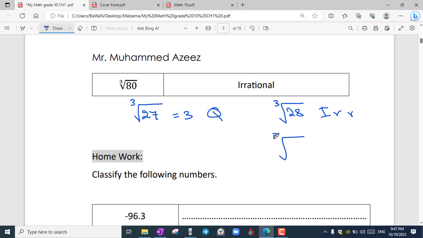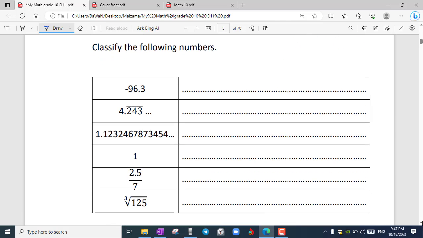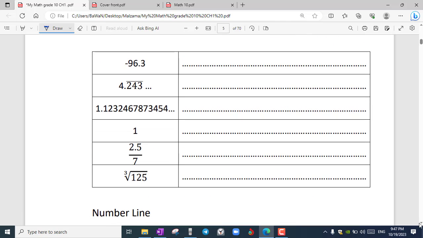Cubic root of 8 is equal to 2. That's rational. Then pause the video, try to do these on your own.